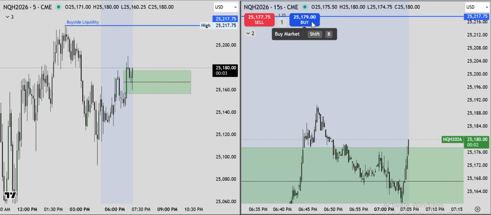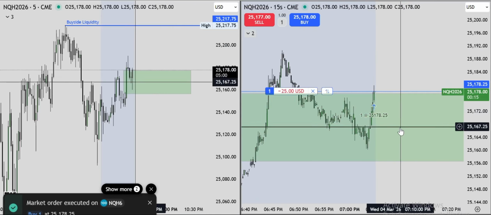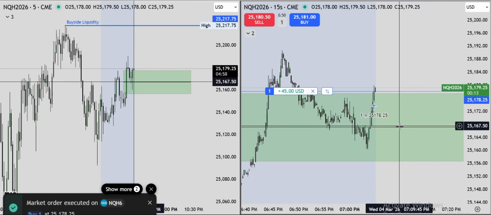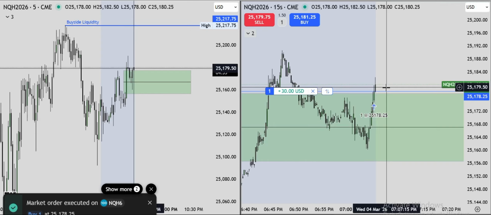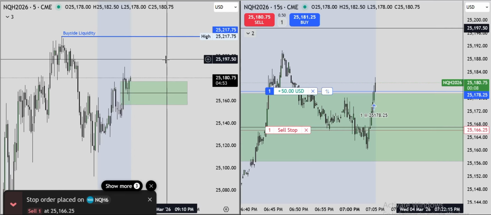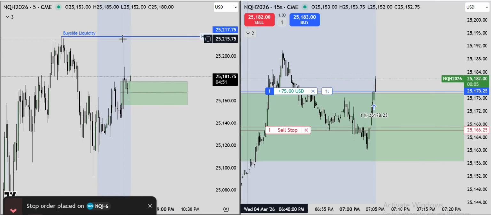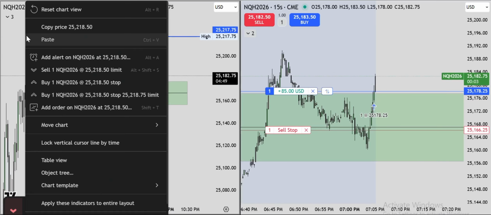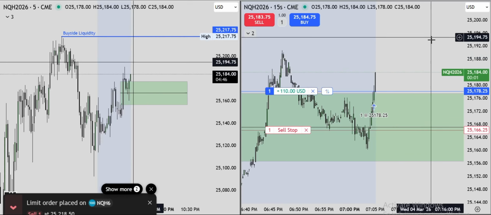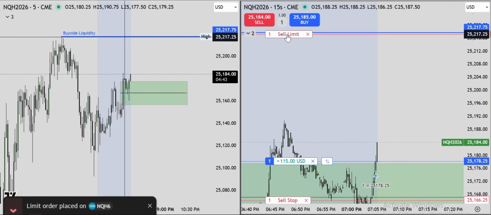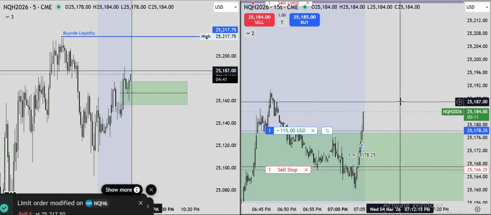Alright, about to go long on NASDAQ here. Targeting relative equal highs on the 5-minute. There's actually two sets of relative equal highs that I'm targeting, and I eventually go with the closest set of relative equal highs.